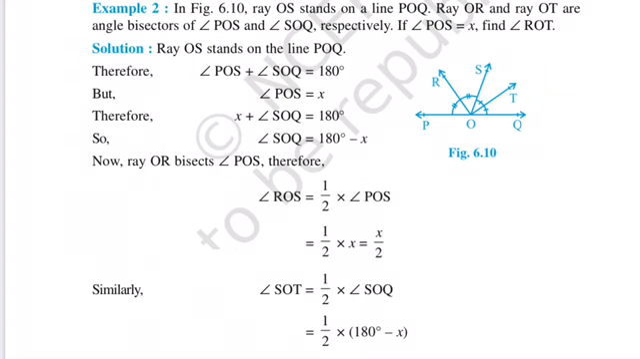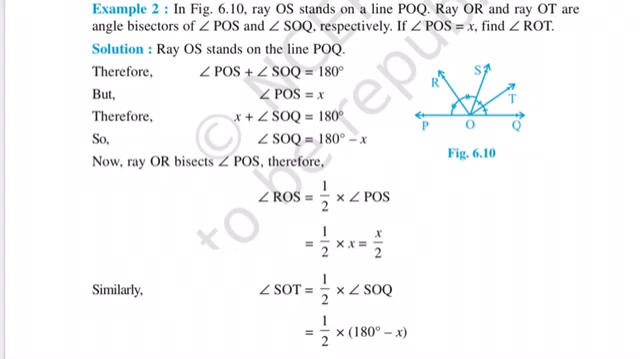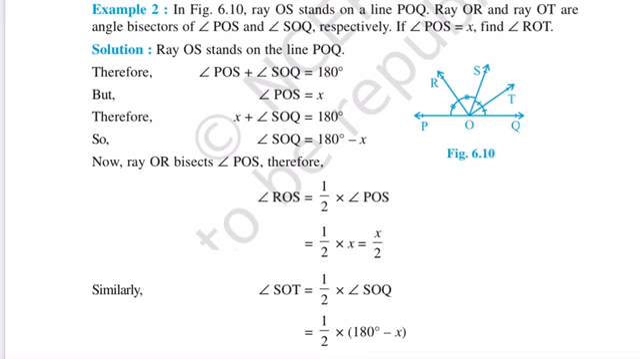Okay, here angle ROS is equal to half into angle POS, and the value of angle POS is what? X. So in the place of angle POS we can write X. Now it is half into X, which is X by 2. Angle ROS is equal to what? X by 2.